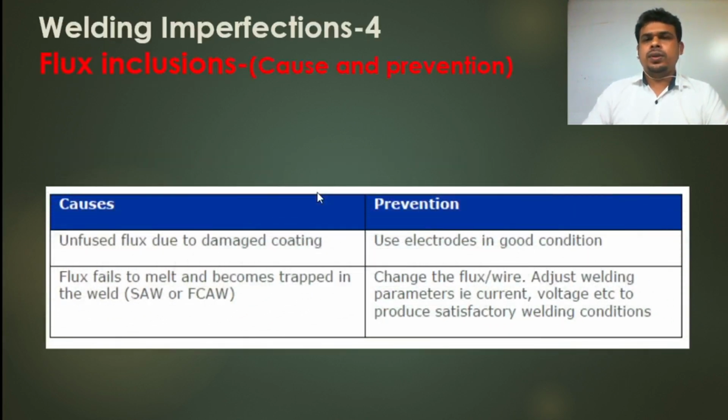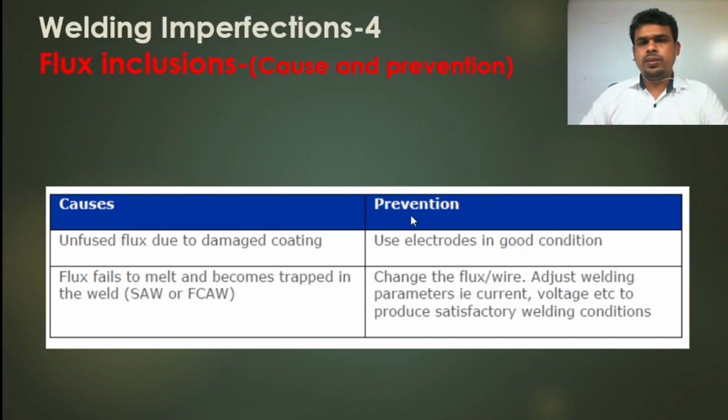So what is the cause of flux inclusion and how can we prevent it? The cause is unfused flux due to damaged coating. If the flux is damaged, during welding it will not melt and will not be fused properly. If it does not melt properly, it is trapped inside the weld and can cause flux inclusion.